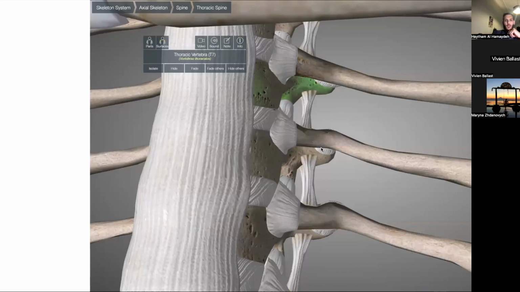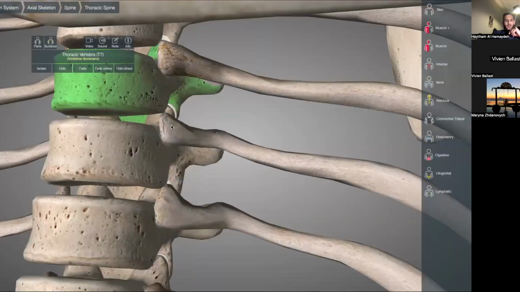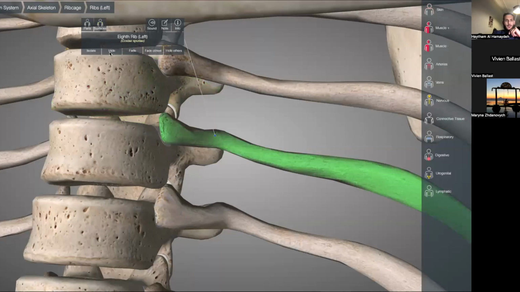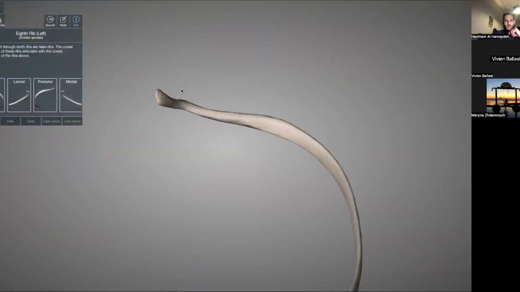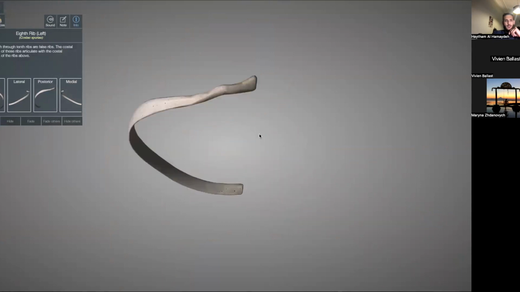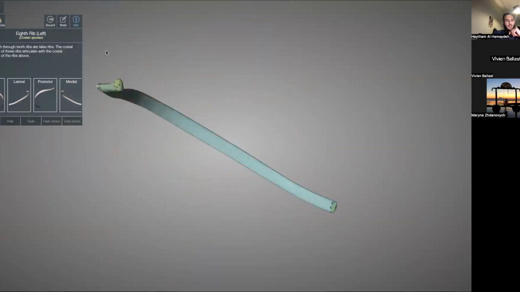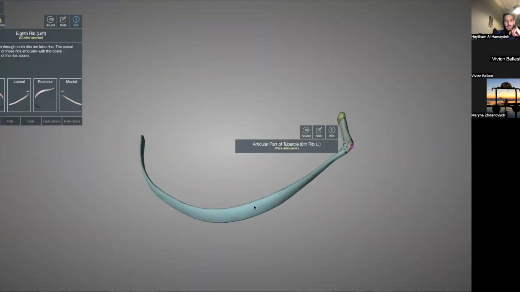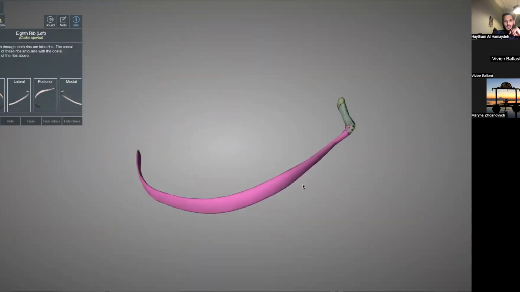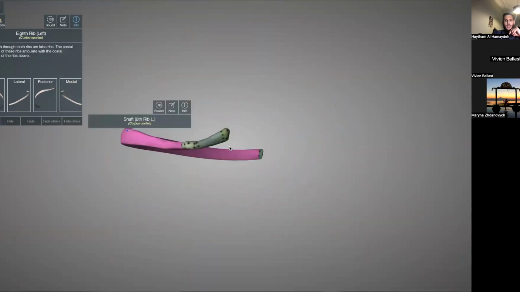Okay. Now, let's go back and isolate the rib. Let's hide others. Isolate it. It becomes better for us. That's the rib. Parts: we have head, neck, tubercle, and shaft, right? Now we finished the head. We talked about the inferior, the superior, and the crest of the head. Done. And we know what they articulate with.